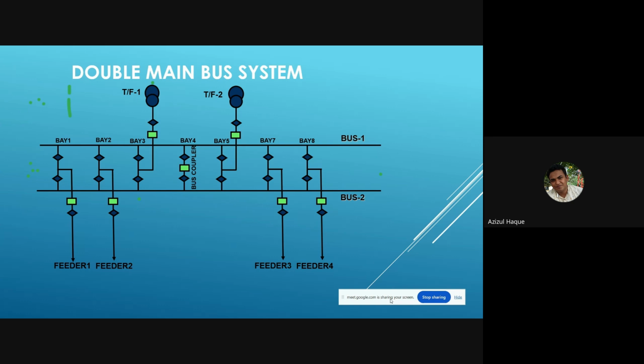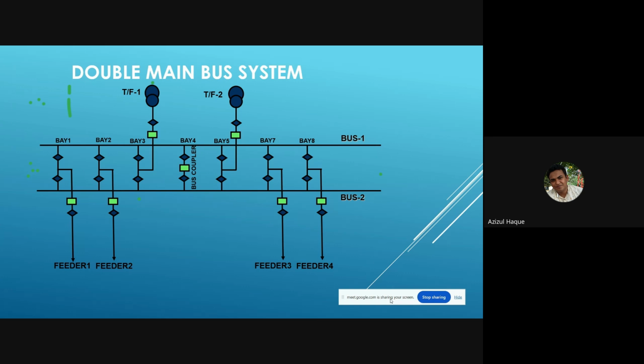In this case, suppose feeders are not distributed on the same bus, they are distributed on different buses. Some feeders are kept on main bus 1, some feeders are kept on bus 2. So if any fault occurs on bus 1, power flow to only a few feeders will be disrupted, others will be intact.